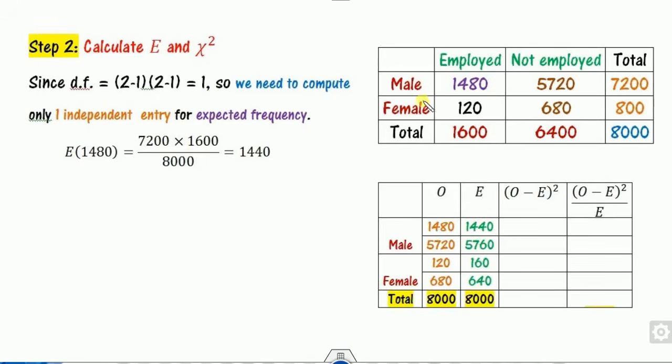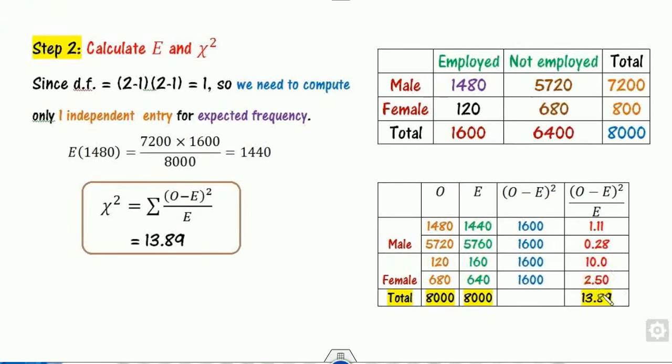So you can find this as male 1487, this female as 120, and this. The value corresponding to 1480 is my 1440, so this is my 1440, and since the total is my 7200, you can subtract them, it will be 5720. Similarly, once you have 1440, it's a 1600, so it is my 160, and similarly you can find the others. Now once you are finding here none of the frequencies less than 5, so you can find the value here. So the value of chi-square is this.